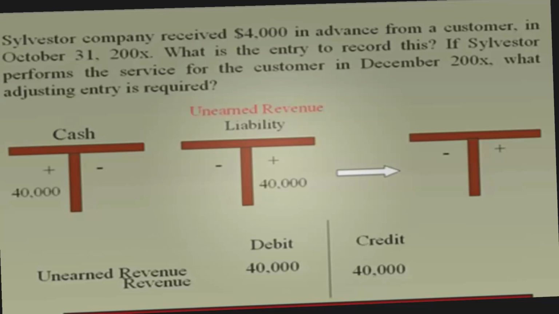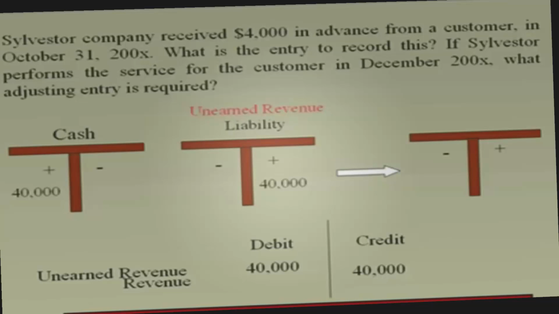Sylvester Company received 4,000 in advance, keyword in advance, from a customer. They received it on October 31st. What's the entry to record this? We did this before. Cash plus 40 and a liability plus 40. The liability is unearned revenue.